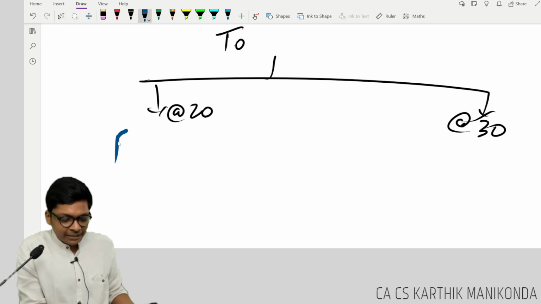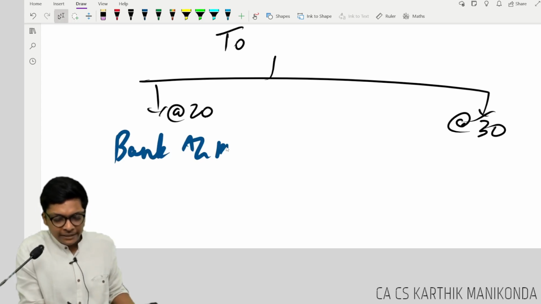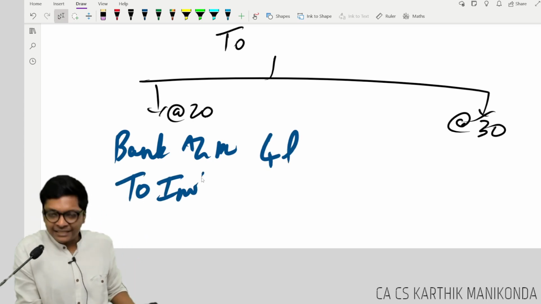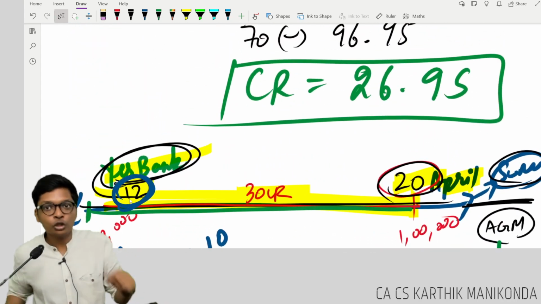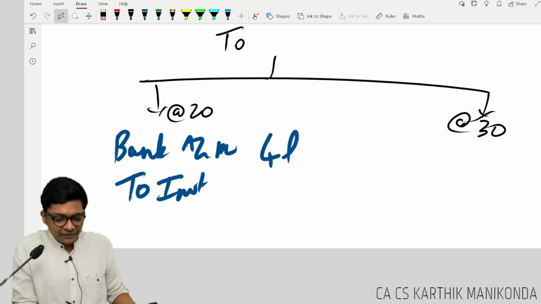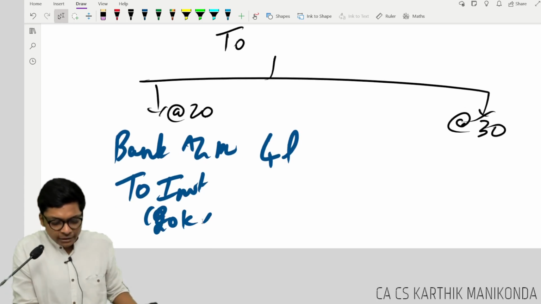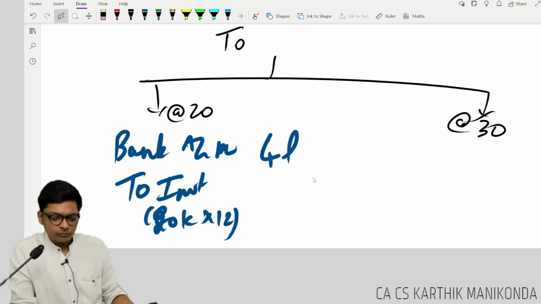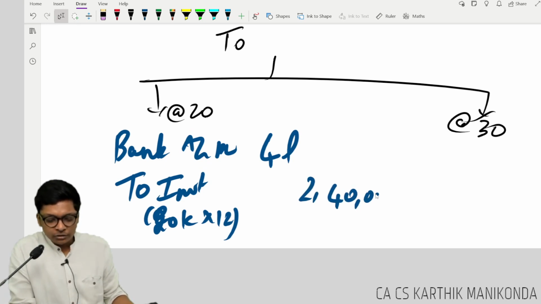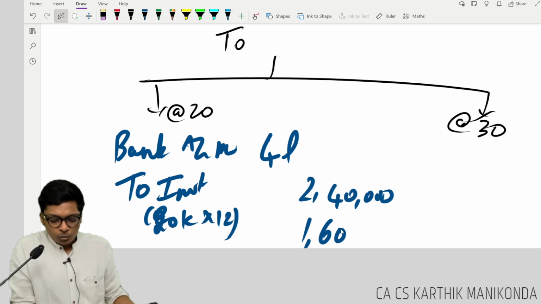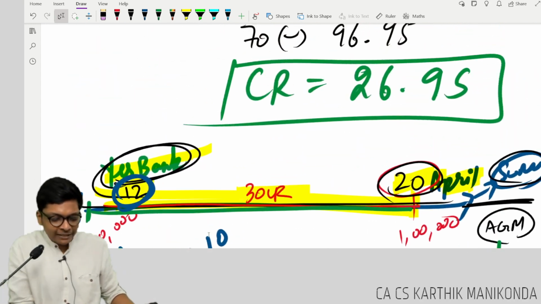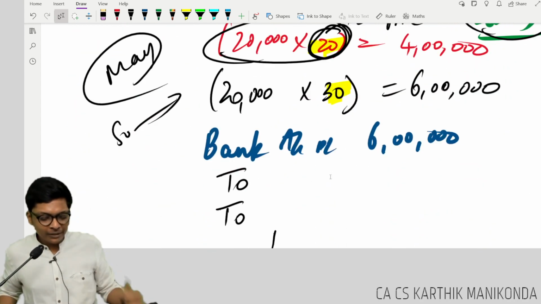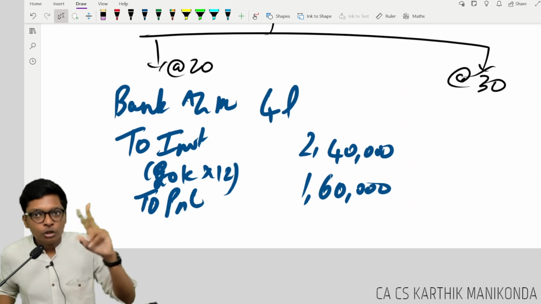When he sold at 20, he got bank account debit 20,000 into 20, 4 lakhs. 2 investments, correct? He is releasing his investments out of his books. He bought them at how much? 12. I bought them at 12. So 2 investments, 20,000 into 12, 2 lakh 40,000. Balance 1,60,000 is profit on sale, capital gains, gain on sale, because 12 became 20. This is the entry if he sells at 20.